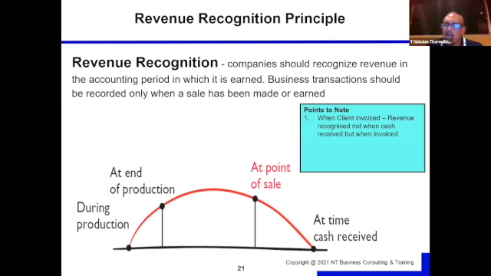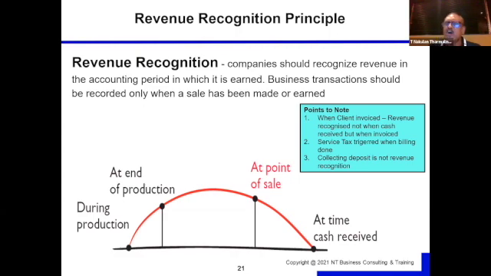Points to note: when a client is invoiced, revenue is recognized not when cash is received, but when invoiced. That's something you've got to always remember, all right? It'll be recorded at the time when you invoice your client. Similarly, service tax is triggered when the billing is done, not when you collect the money from your client. By the time you invoice your client, if you are subject to service tax, it is triggered.